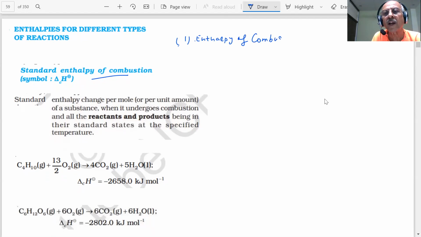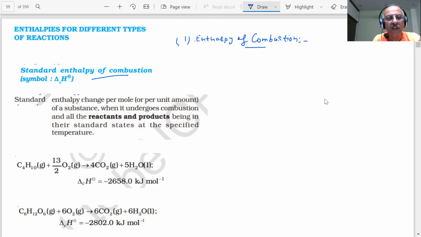How do we define enthalpy of combustion? When 1 mole of a substance undergoes combustion, students, under standard conditions, all the reactants and products being in their standard specified condition, that is called enthalpy of combustion.